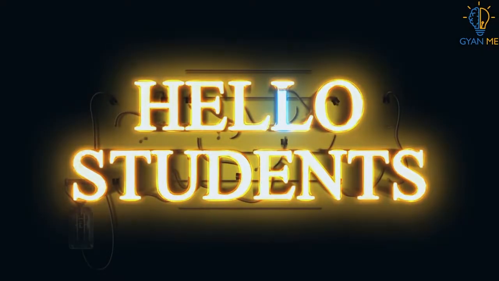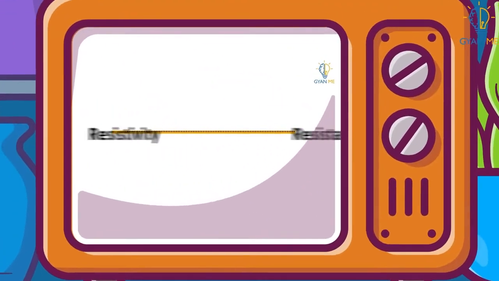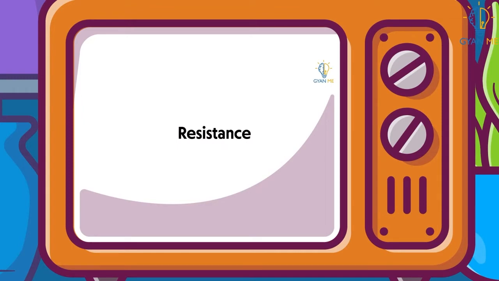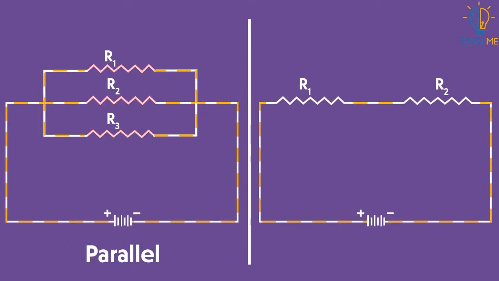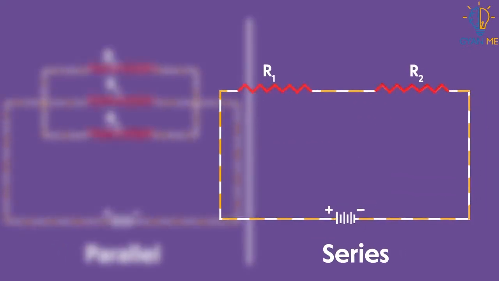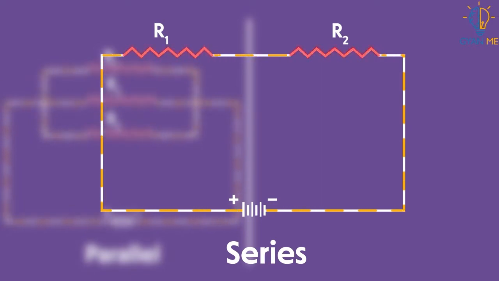Hello students. In our previous video, we learned about resistance and resistivity. Today, in this video, let us learn the different ways of connecting the resistors in a circuit. Here, we will also learn about the series combination in detail.